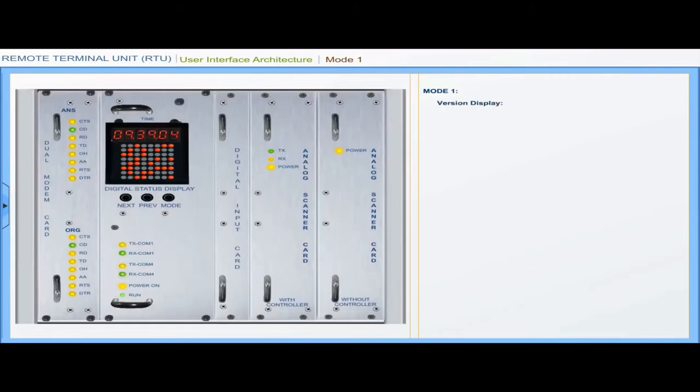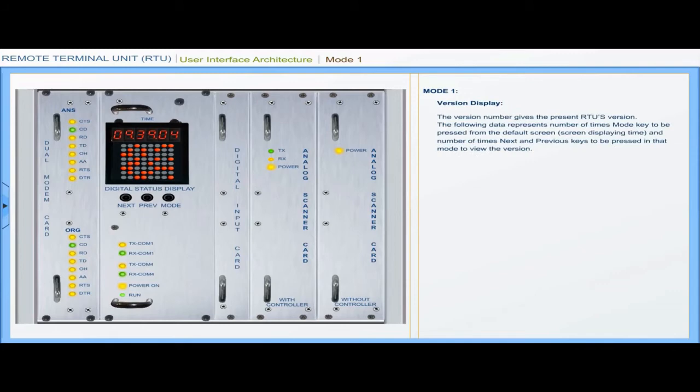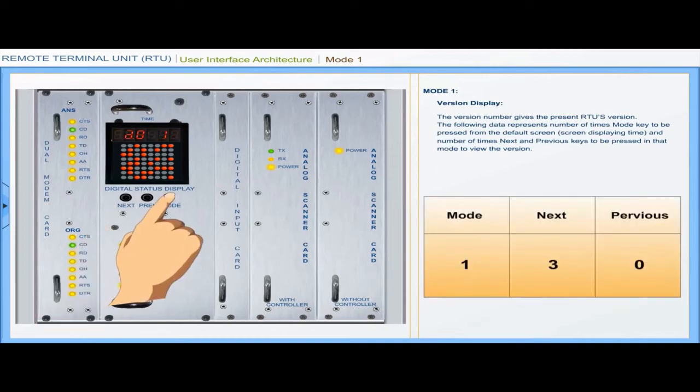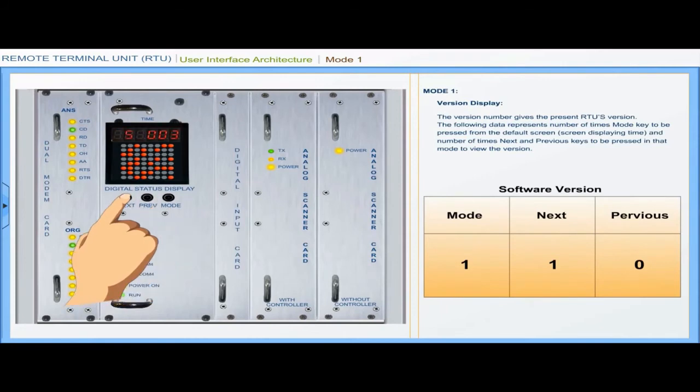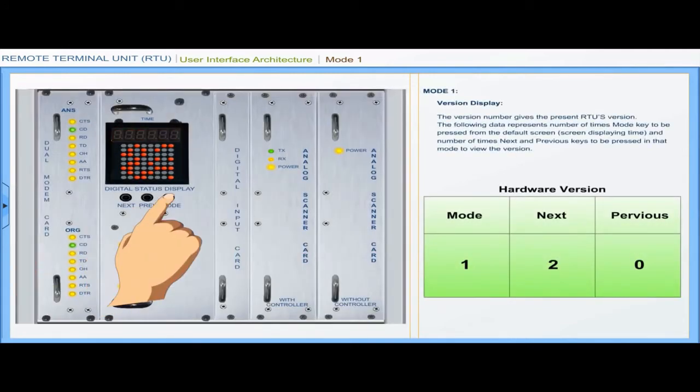Mode 1 version display. The version number gives the present RTU's version. The following data represents the number of times the mode key is to be pressed from the default screen, that is the screen displaying time, and the number of times next and previous keys are to be pressed in that mode to view the version. Mode 1, next 0, previous 0. Display on 7 segments looks like this. Mode 1, next 1, previous 0. Mode 1, next 2, previous 0.